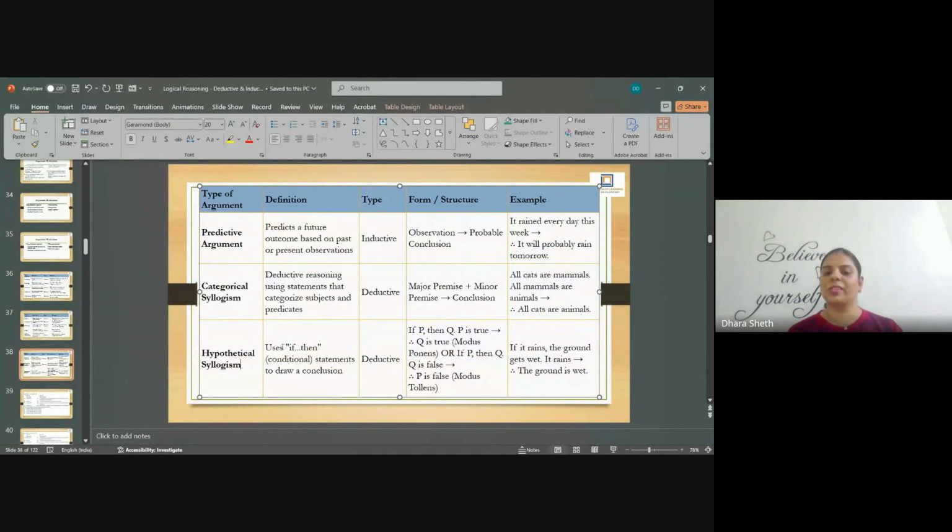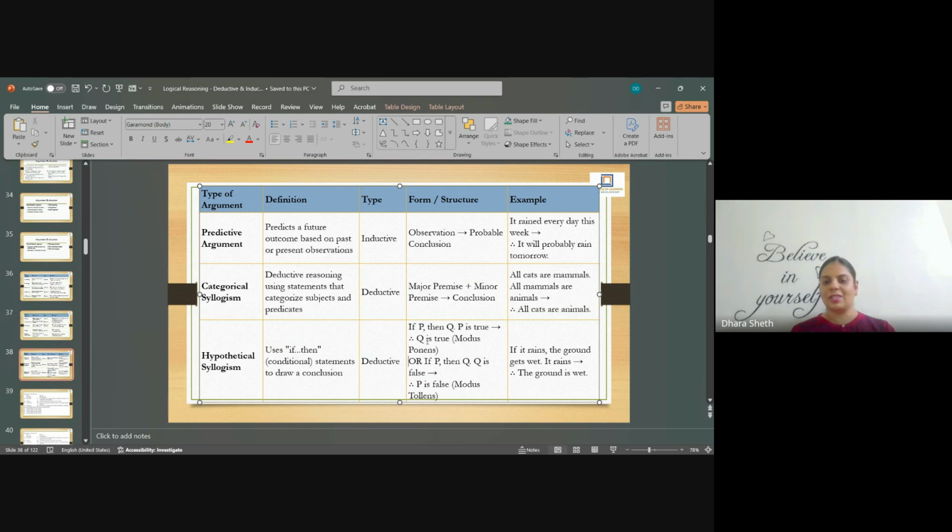Hypothetical syllogism uses if-then conditional statements to draw a conclusion. It is also deductive. If P happens, then Q. If P is true, then Q is true. Okay, this is called modus ponens. That if P is true, then Q is true. Another is: if P, then Q. If Q is false, then P is false. I'll give you examples of both. The first one, if P, then Q. If P is true, then Q is true. If it rains, the ground gets wet. It rains, therefore the ground is wet.